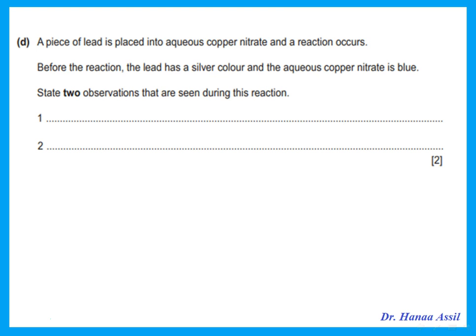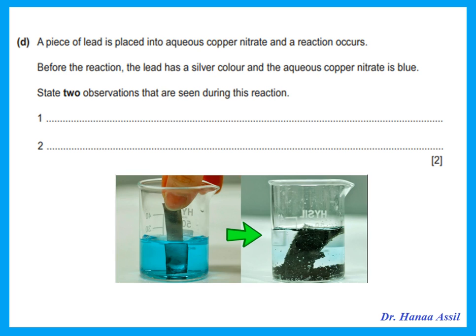A piece of lead is placed into aqueous copper nitrate and a reaction occurs. Before the reaction, the lead has a silver color and the aqueous copper nitrate is blue. Now, if I put a piece of lead into copper nitrate, which is blue, what will happen? Of course, the lead reacts with the copper nitrate to give copper metal, and the blue solution becomes colorless because it will no longer be copper nitrate, it will be lead nitrate, which is colorless. So a blue solution becomes colorless, and a reddish brown solid, which is copper, is formed.